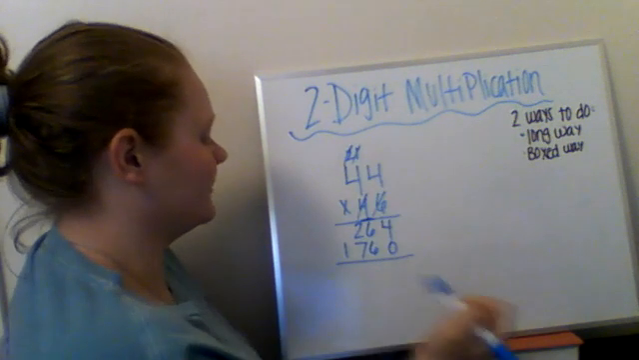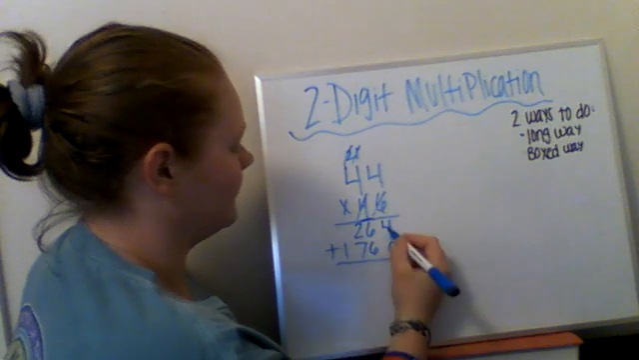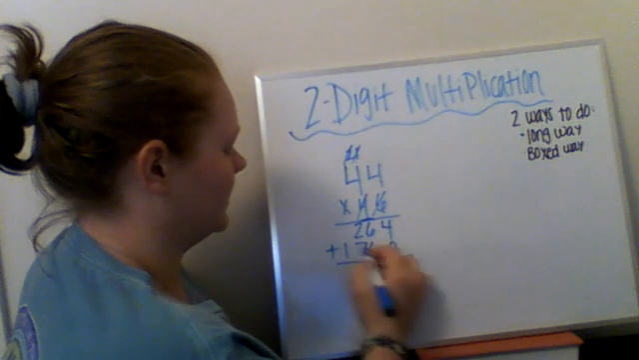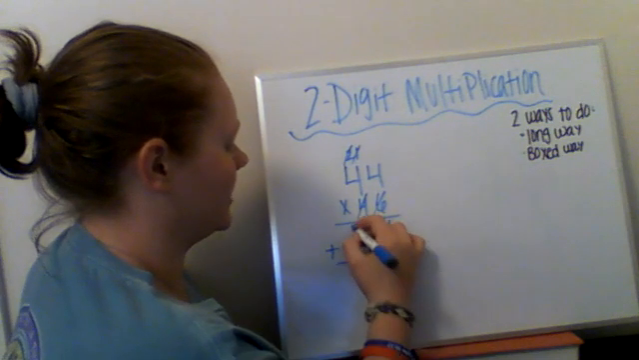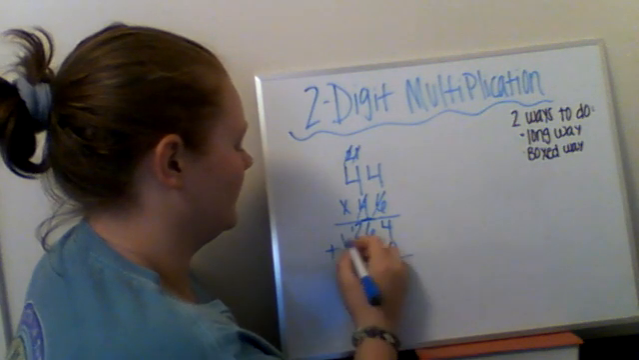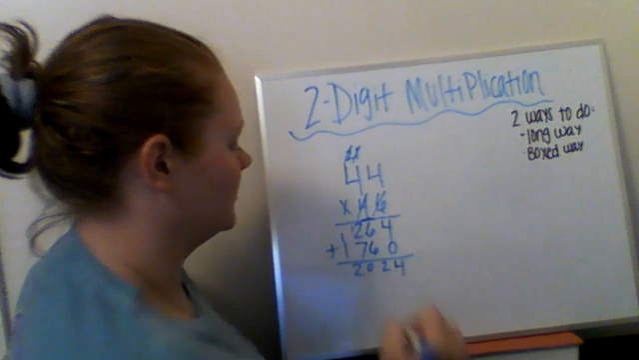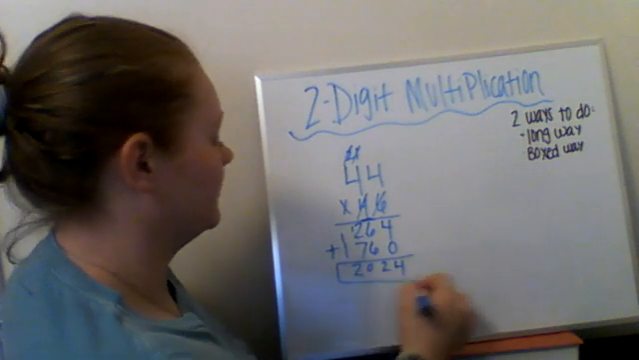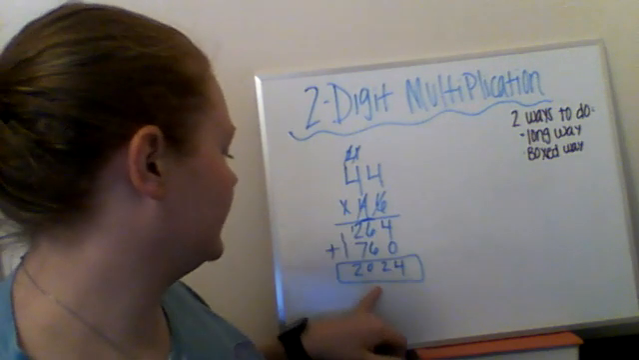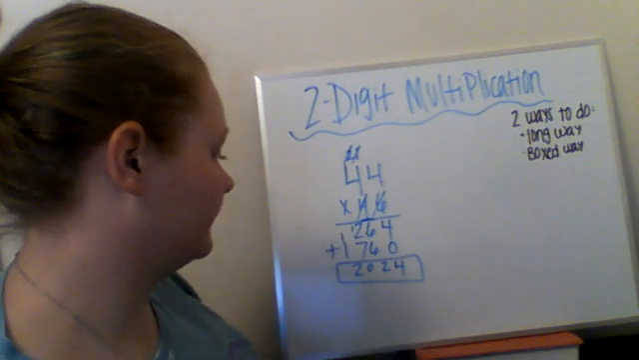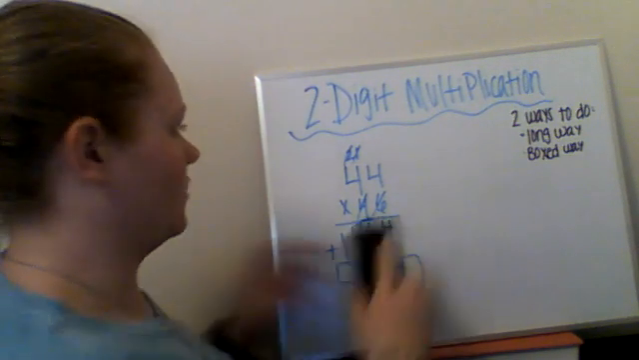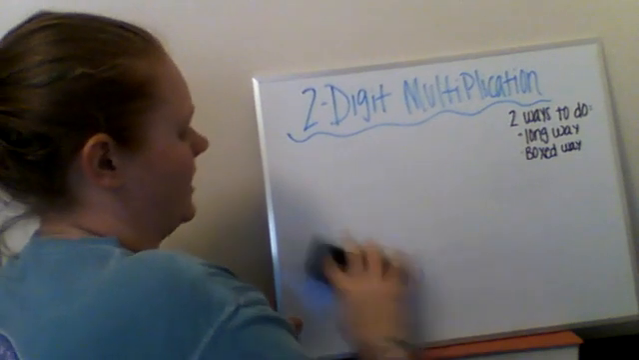Now that I have all my numbers multiplied, I'm going to add them. So 4 plus 0 is 4. 6 plus 6 is 12, so put my 2 down there, carry my 1. 2 plus 7 is 9, plus 1 is 10. 1 plus 1 is 2. So you get the answer being 2024. So 44 times 46 is equal to 2024. Okay, let's do another problem to make sure you know how to do the long way, or the standard way, to do multiplication.